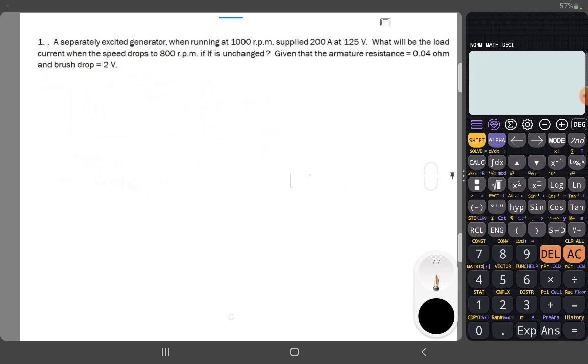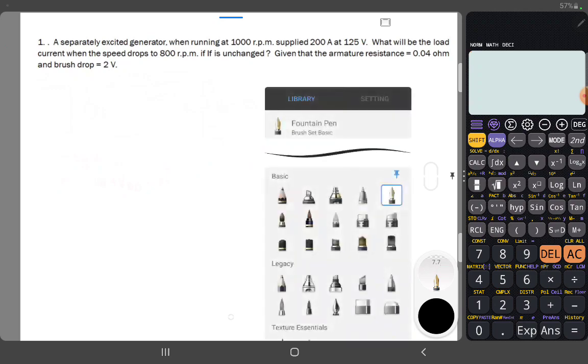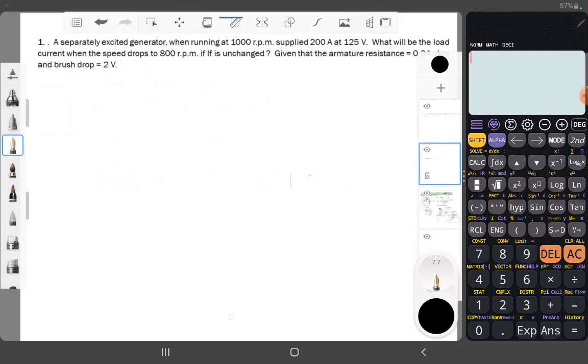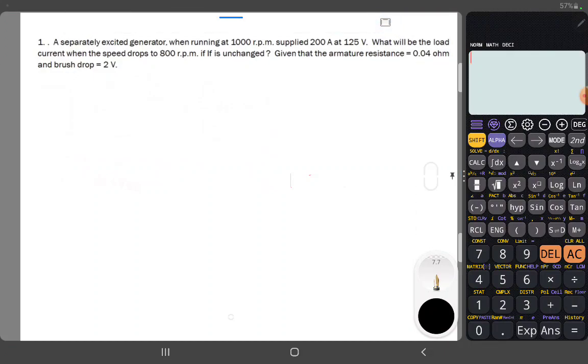Okay? So let's just analyze the problem. First things first is to know what kind of generator you are solving. So you are solving a separately excited generator. So it makes sense that we can solve for the value of our IA. Upon solving for the IA, we can solve for the EG, and the EG will be used in order to solve for our EG2 and the load current at 800 RPM.